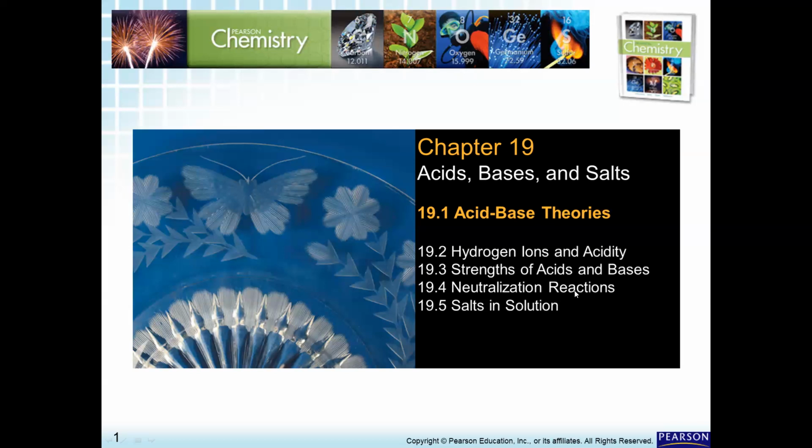Then the one before the last is the neutralization reaction. That is the reaction between acids and bases, which usually produces salts and water. And for that reason, the last section is about salts in solution. The salt produced from the neutralization reaction between acids and bases is going to have certain properties that we have to look at. So that is, as usual, an overview of the whole chapter and how we're going to run it, inshallah.